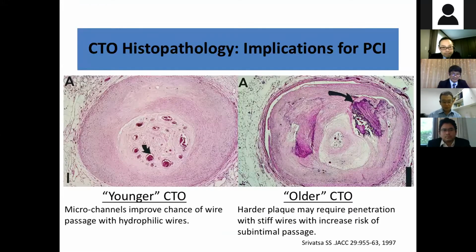When we studied the CTO histopathology, in a young CTO there are a lot of microchannels inside the CTO body. So this is a chance where we can use a slippery wire, like a hydrophilic wire, to cross this microchannel. But when the CTO gets older and older, the microchannels disappear and are replaced with collagen. So this may have some stiffness, and this is the difference between a younger CTO and an older CTO.